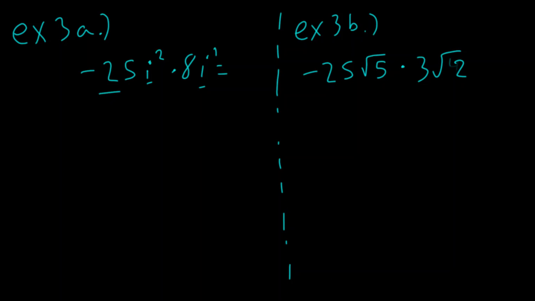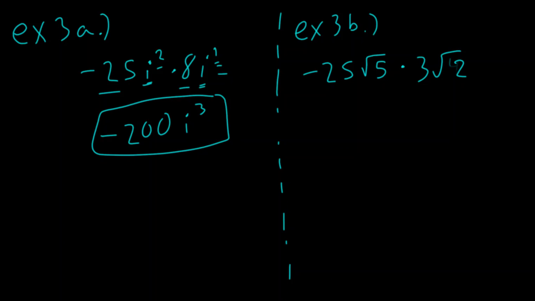Now guys, what's -25 times 8? That's of course going to be -200. And i squared times i to the 1 is really i to the 3rd power. Now there are a number of ways that we could reduce i cubed to make it look different, but I'm simply going to leave it like this because for the scope of our lesson we're not really concerned with how i cubed simplifies.